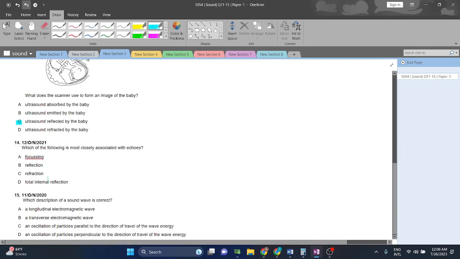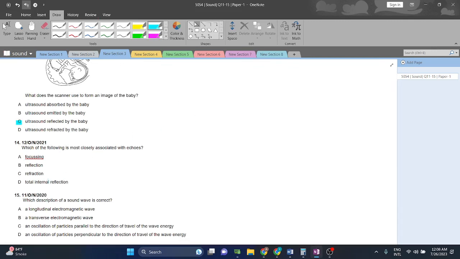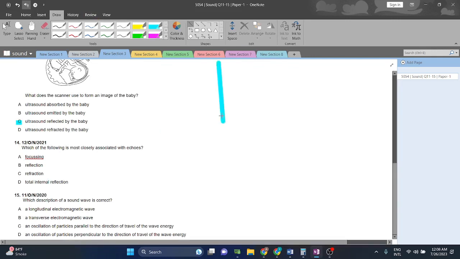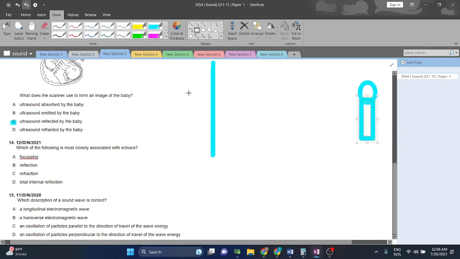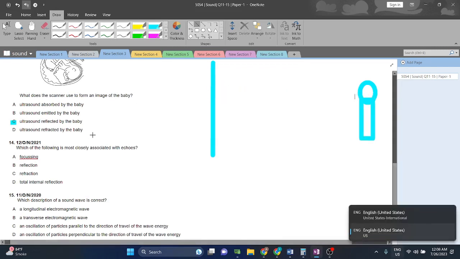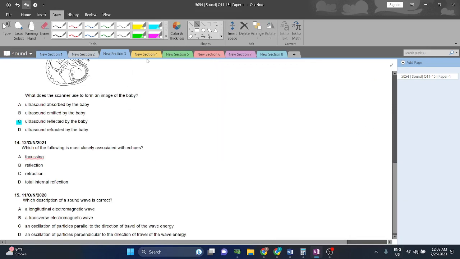Question 14. Which of the following is closely related to echoes? I just told you how echoes happen. If you are standing here and you make a sound, the sound goes there and bounces back towards your ears, so you can hear it. So it is mainly reflection. It is associated with reflection.